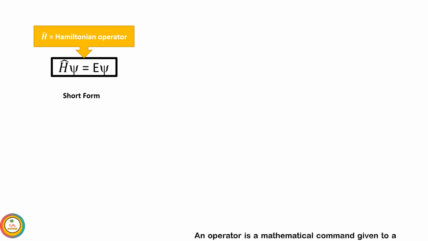This one is the short form of the Schrodinger wave equation. In this short form, H cap into psi is equal to E psi. This H cap is known as the Hamiltonian operator.